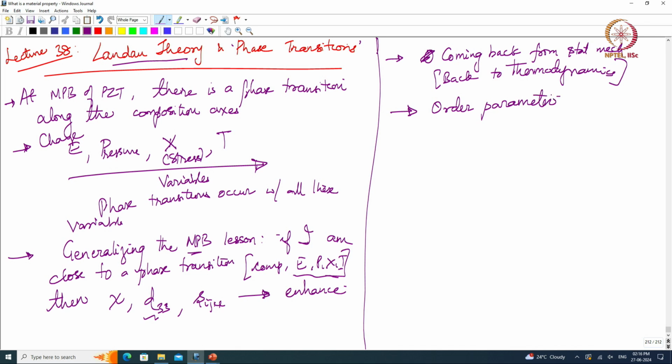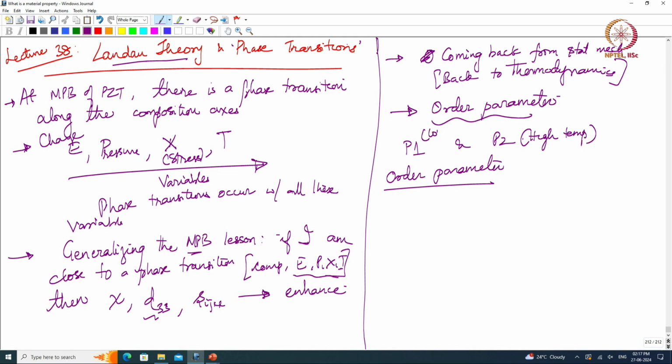Now, what is an order parameter? An order parameter is, if I have two phases, phase 1 and phase 2, which are either structurally different or different in some way, and you will see that they are different in the way of defining the order parameter. You define what is called an order parameter. Phase 2 is typically the high temperature phase, phase 1 is typically the low temperature phase. As you increase the temperature, typically what happens? This is typical behavior with temperature: materials disorder.